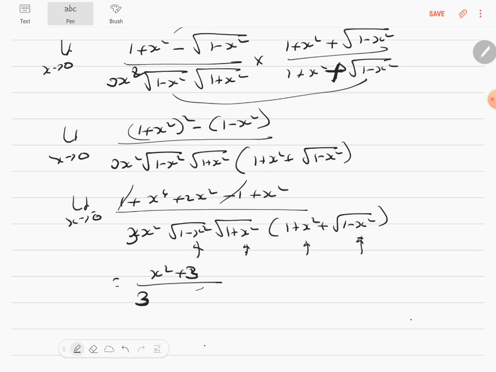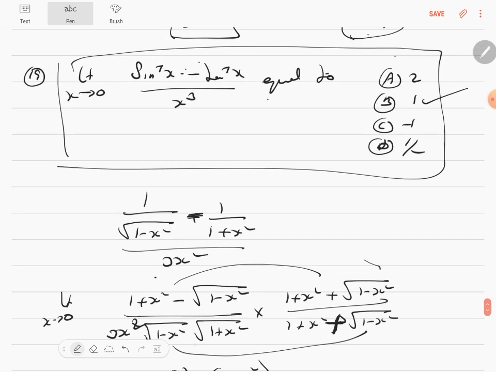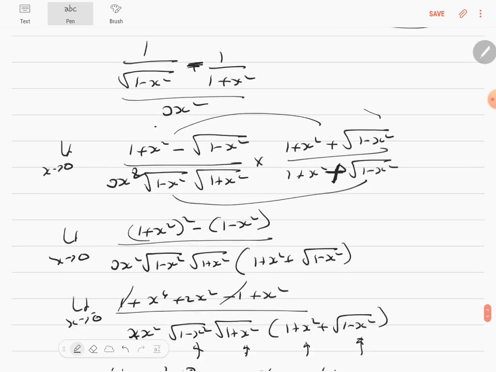It will become 2, and limit x tends to 0 will be 3 by 3 into 2. So the answer will be 1 by 2. Therefore the marked answer of mine is incorrect. It has to be 1 by 2. So let's go to the next question.